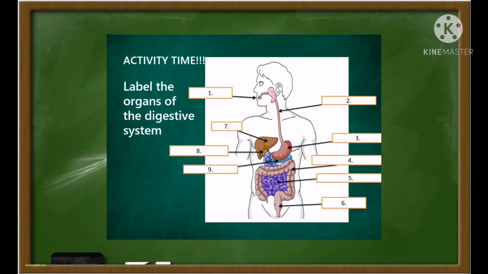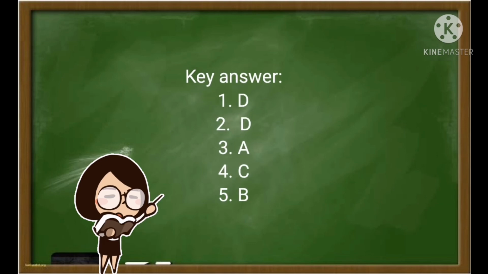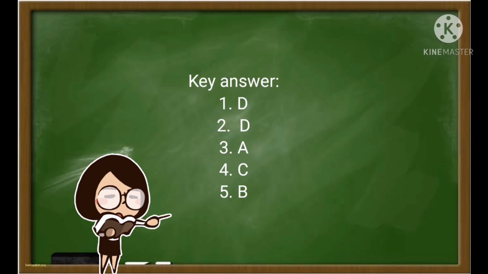Second activity. You will label the organs of the digestive system. This time, we will now check your work. The following are the answers of the given questions from the assessment.